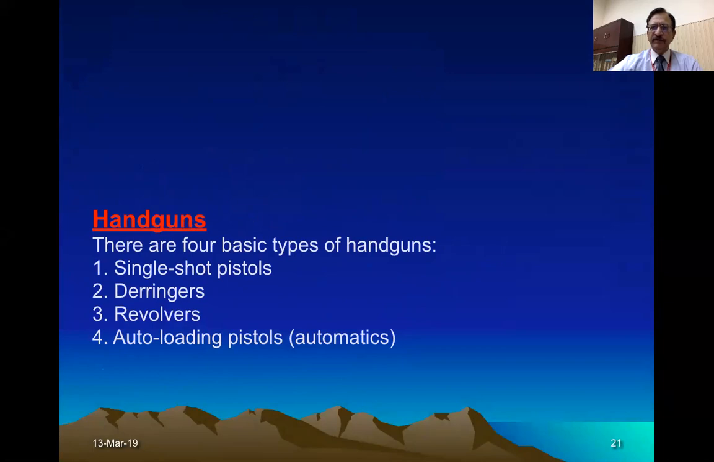Revolvers are where the firing chamber revolves within the firing mechanism. A drum is there in which 5 to 6 bullets can be put, and the drum revolves and one bullet comes after the other in front of the firing pin. Whereas in a pistol, there is a magazine which is loaded from below. It is usually placed in the grip of the pistol, and 5 to 10 bullets can be put in that magazine, and a spring pushes them up into the firing chamber.